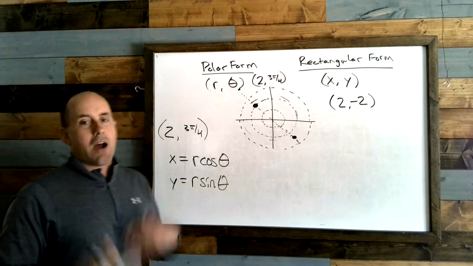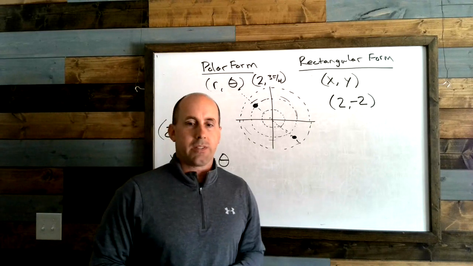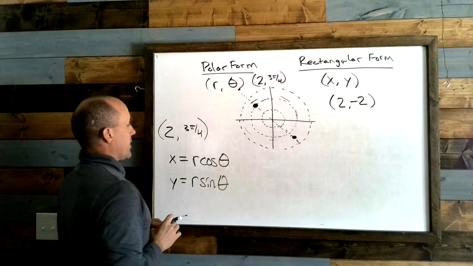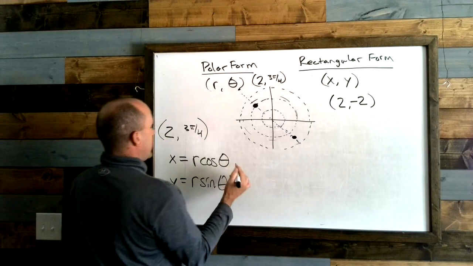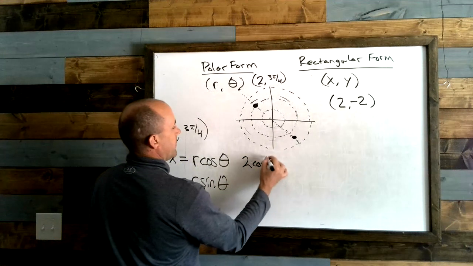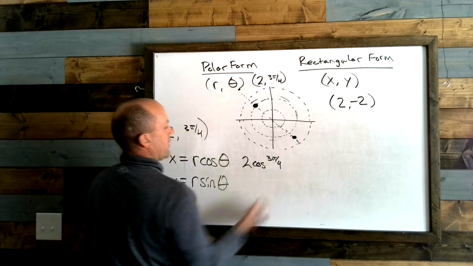And we can show you why all that works out. The truth is that you've already seen these examples before. It just falls in line with the other stuff we've been doing. So your x value is the radius 2 times the cosine of 3 pi over 4.